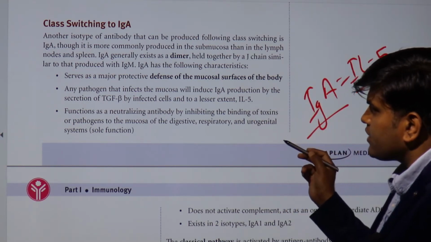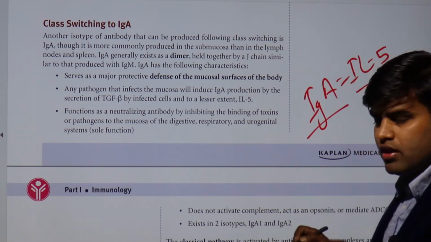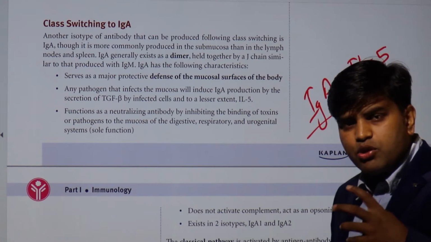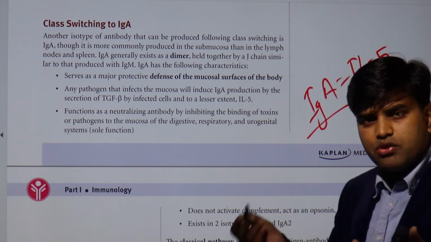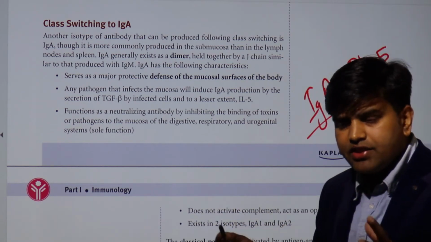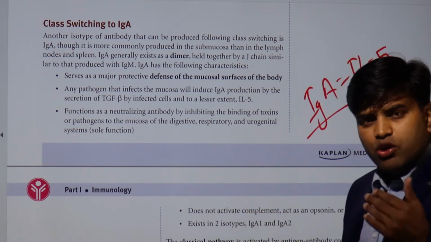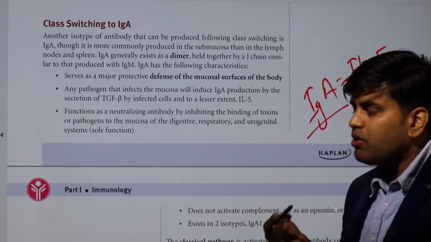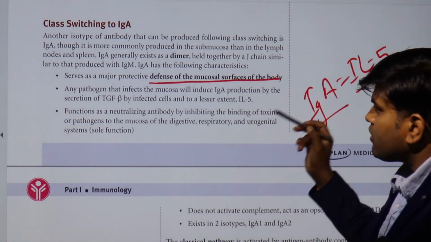IgA has the following characteristics. In the case of IgA, there are two things you have to remember. In the mucosa, they are present as a dimer, but normally they are monomer, similar to immunoglobulin M, which was a monomer initially, but in the secretory form will be present as a pentamer. In the case of immunoglobulin A, it will be a monomer, but in the secretory form, in the mucosa, it will form a dimer. They serve as a major protective defense at the mucosal surfaces of the body.